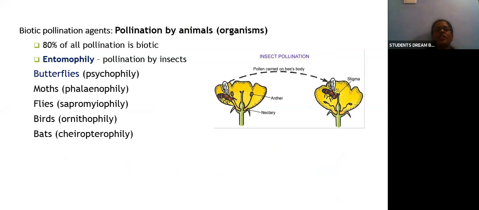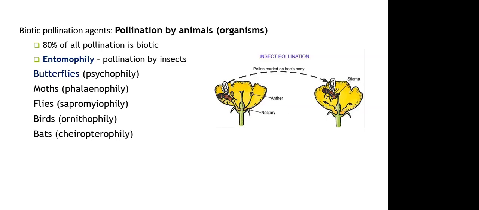Okay, so biotic pollination. 80% of pollination is biotic, that is through insects. What is pollination by insects called? Entomophyly. Insects we call entomo, so entomophyly. Okay, if it occurs through butterflies, it is called psychophyly. If it occurs through moths, it is phalaenophyly. Flies, sapromyophyly. If it is through birds, it is ornithophyly. If it is through bats, it is chiropterophyly.